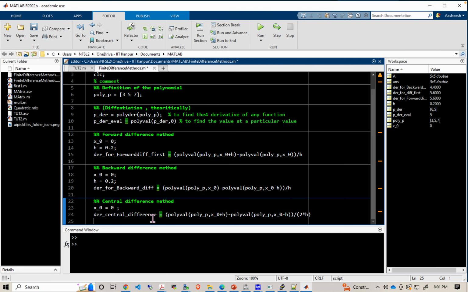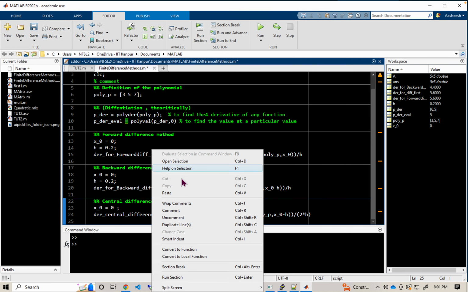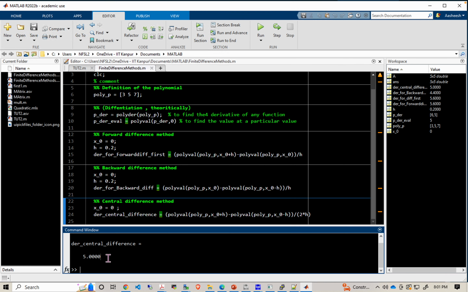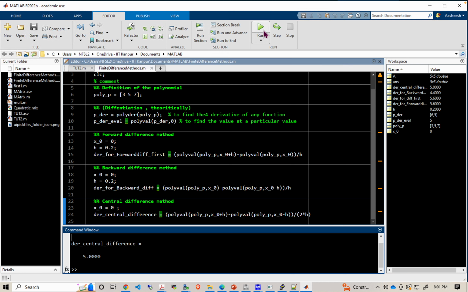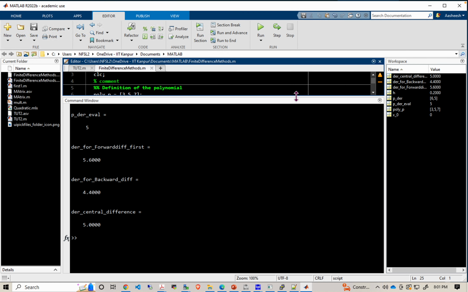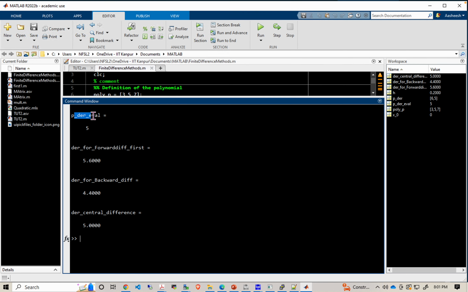And let's run this section and see what's the value. Oh, we are getting 5. So in the central difference, we are getting 5. So let me run the whole section together. All the sections I have run. So the derivative evaluated is coming as 5. Derivative for forward difference is coming as 5.6. Derivative of backward difference is coming as 4.4. And central difference is coming as 5.